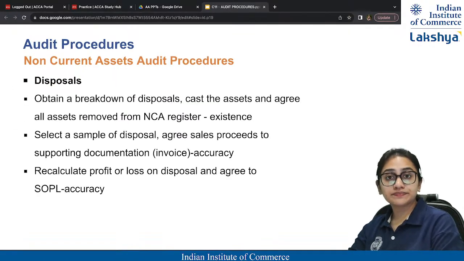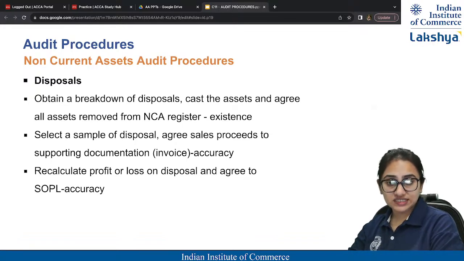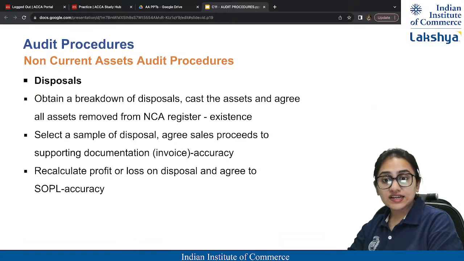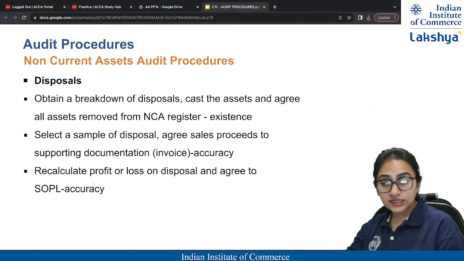And for disposals, that is selling of plant and machinery, obtain a breakdown of disposals, cast the assets and agree all assets removed from NCA register. That means if you have really sold the assets, you have to remove it from the register because their existence is now nullified in the business. Then next, select a sample of disposal, agree sales proceeds to supporting documentation. When you dispose of an asset, you get money. Yes, then agree the sales proceeds that you have got to the supporting documentation for accuracy.